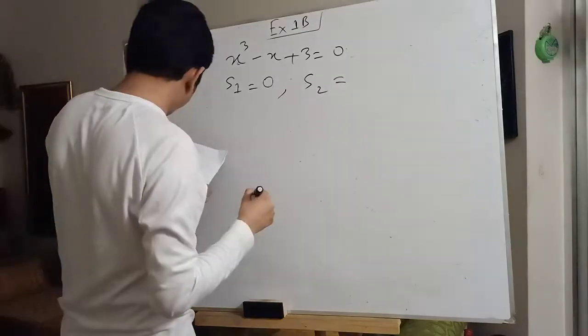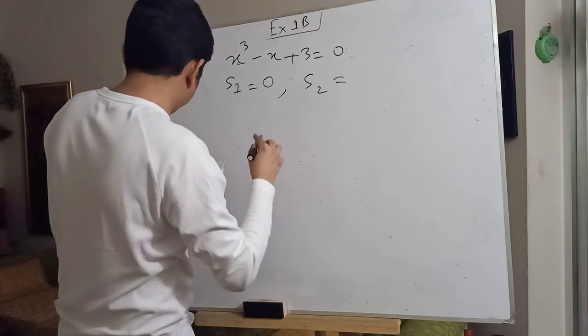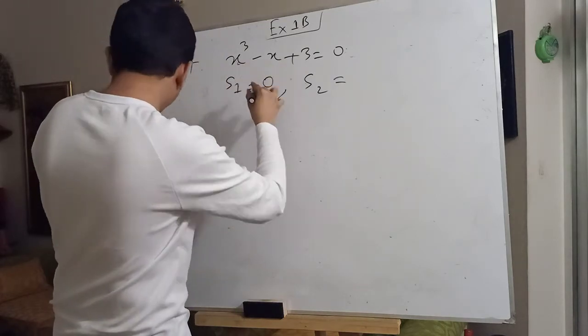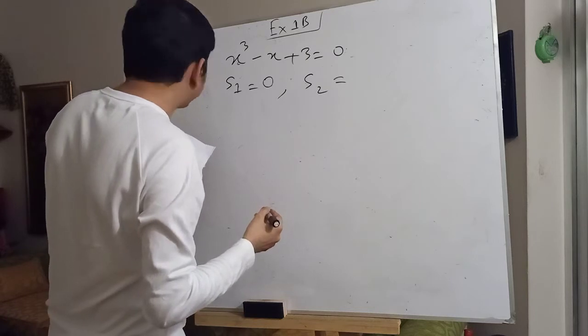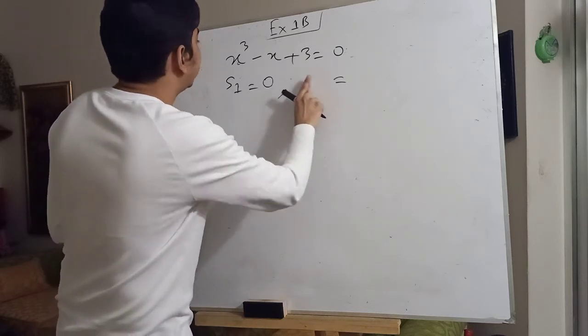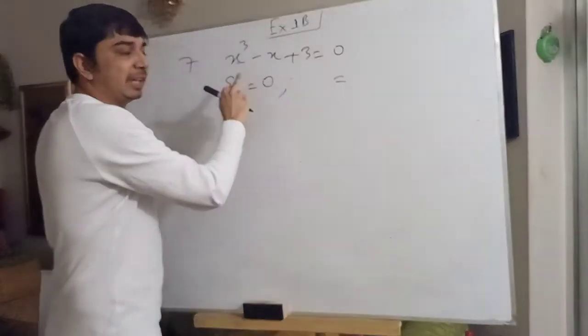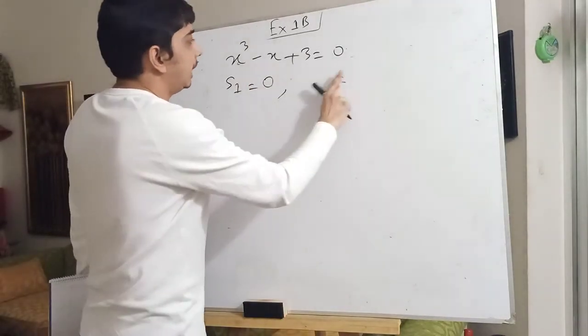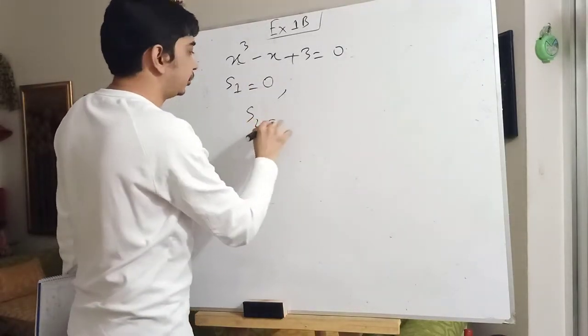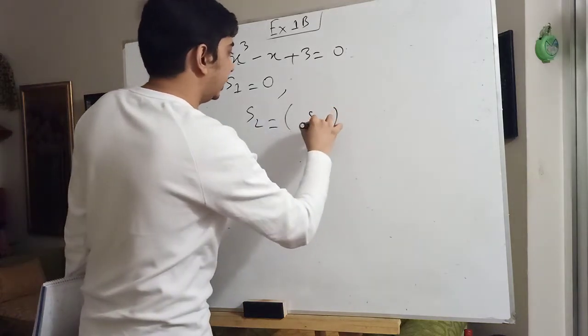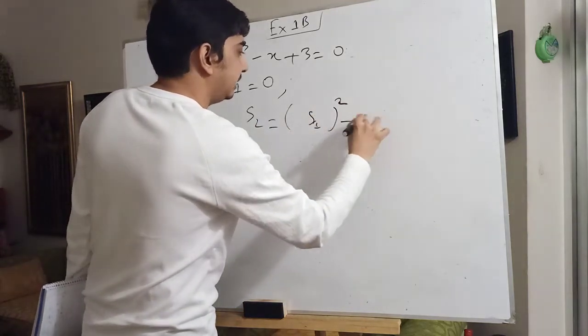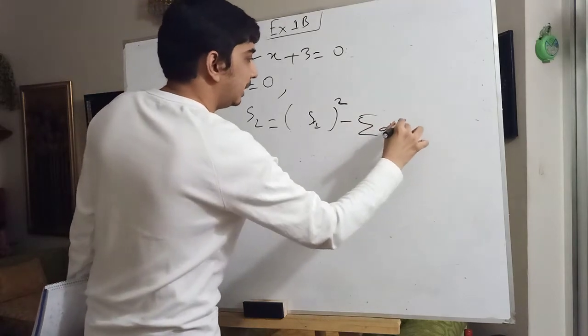S2 is going to be minus 1 by 1. So the value of S2 is... S1 will be 0, that is alpha plus beta plus gamma, and so the value of S2 is going to be alpha plus beta plus gamma whole square, that is S1 whole square minus sigma alpha beta.